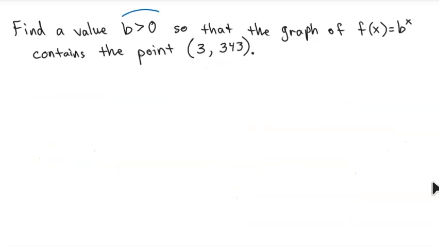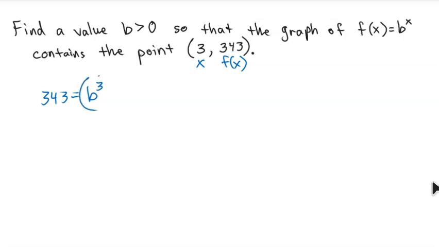Now we want to find a b greater than 0 so that the graph of f of x is equal to b to the x. We want to know what the growth factor is. It contains the point 3 and 343. So the x is going to be 3, and we put that in right here. And the f of x is 343, and we put that in right here. So 343 is equal to b to the 3rd power.